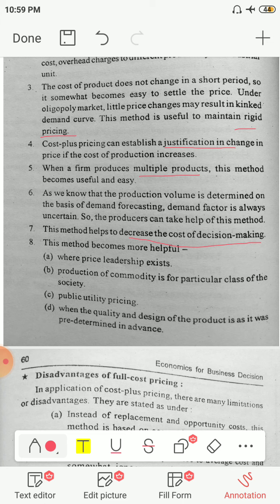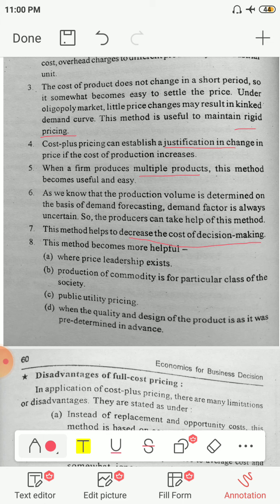Then this method becomes more helpful in the following situations. Where price leadership exists. Where production of a commodity is for a particular class of product, means the product is not standardized but customized. Take the example of a tailor's product. A tailor charges a different price according to your specification. How much design you want to put in your dress, accordingly he will charge. So for customized products, cost plus pricing is useful.